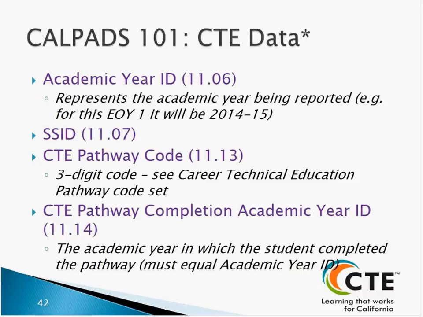And because a student can only complete once, you have to tell us each year that the student completed. The data is longitudinal. If they happen to complete one pathway in one year and another in another year, we will have that fact in CALPADS. The main thing is the academic year ID and the CTE pathway completion academic year ID need to be the same.